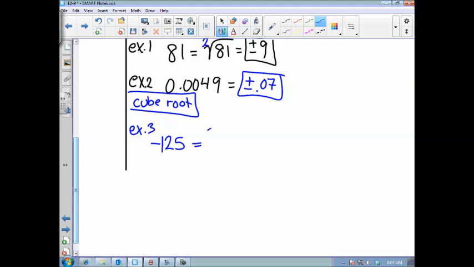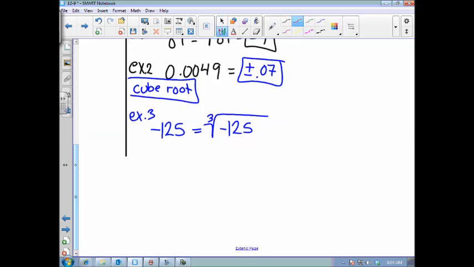Okay, so we apply the cube root of negative 125. We have to find not a pair of 2, but a group, I should say, of 3. Does that make sense? The index is 3, so we want a group of 3. Some of you might already know this answer. If we don't know it, we can just do a factor tree like we did in the startup.